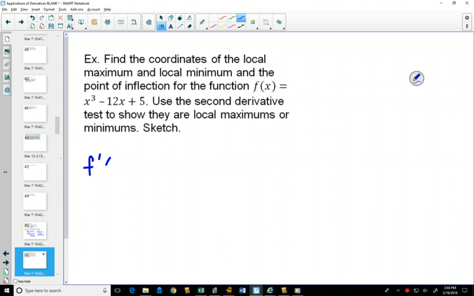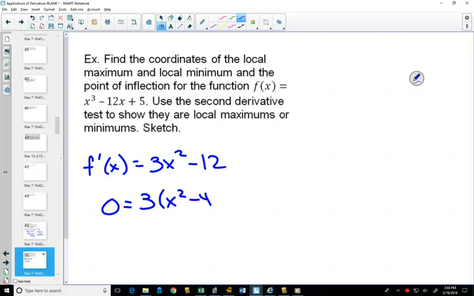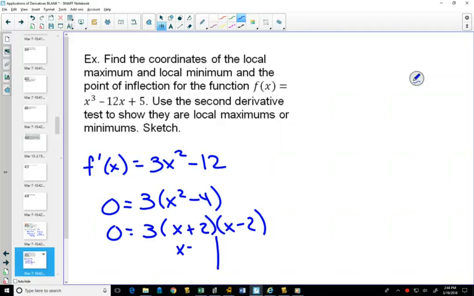We're going to start the same way: find our derivative, 3x squared minus 12, set it equal to 0. I'm going to factor out a 3. You could do this two different ways. I'll do it this way first. Factor it completely, and you get x equals 2 and x equals negative 2.